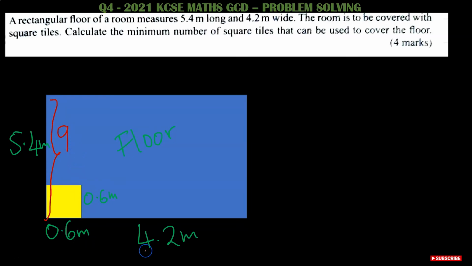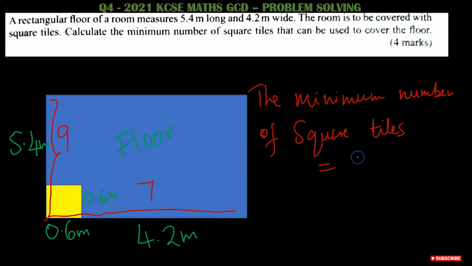And then we can now look at 4.2. 6 times 7 is 42. So therefore, 0.6 times 7 is 4.2. So on this side then, we can have 7 tiles. So the minimum number of square tiles is going to be equal to 9 times 7, which is 63.